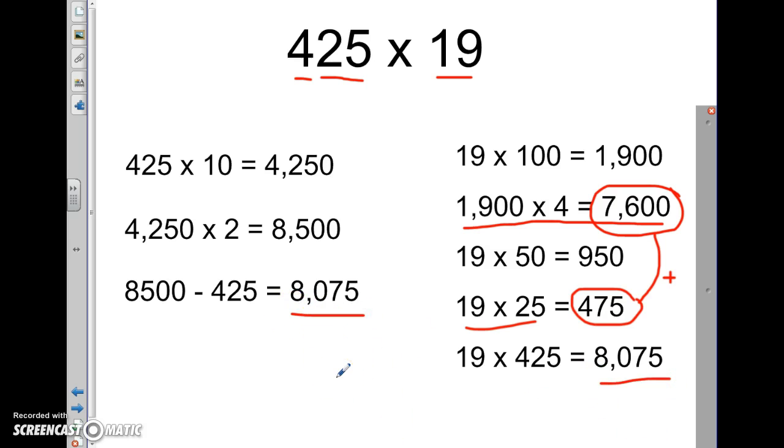And that's the thing. We can use many, many different strategies. As long as we get to the same place, we're in a good spot. So what I want you to do is see if you can, and I know you can because there's many, many ways to do this, find another way to cluster the multiplication facts to find the product of 425 times 19.